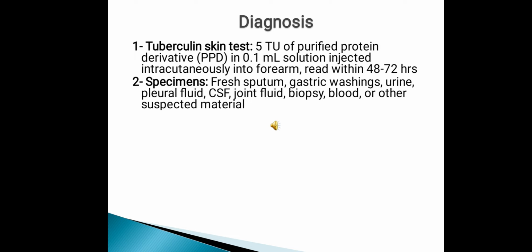We can take the specimen directly, for example sputum or fluid or gastric washing or any specimen. The specific stain is called Ziehl-Neelsen stain, or as we talked before, acid fast bacilli stain. So we don't need to use the Gram stain because it fails to stain this type of bacteria.